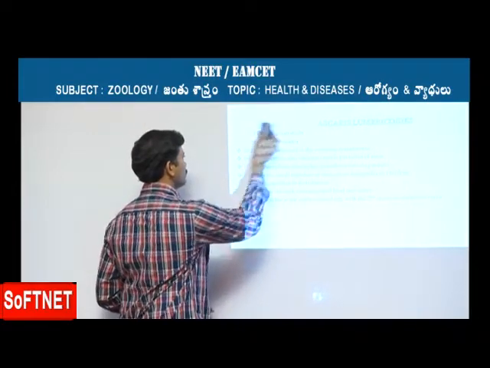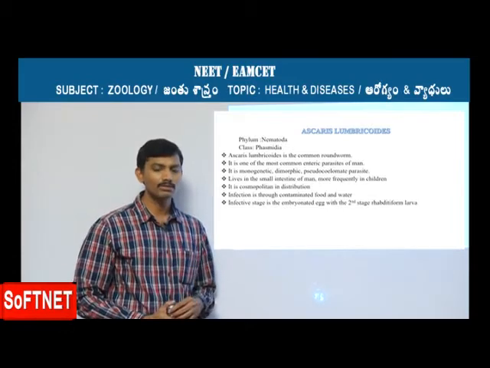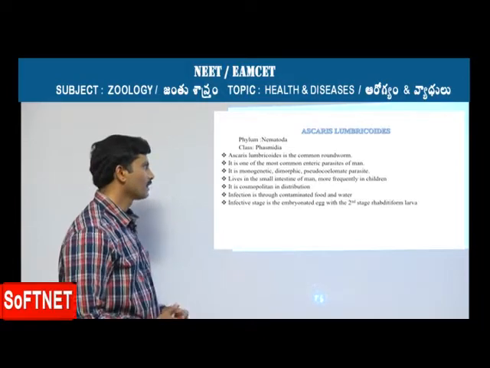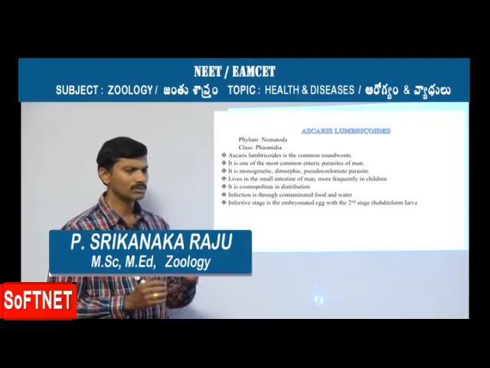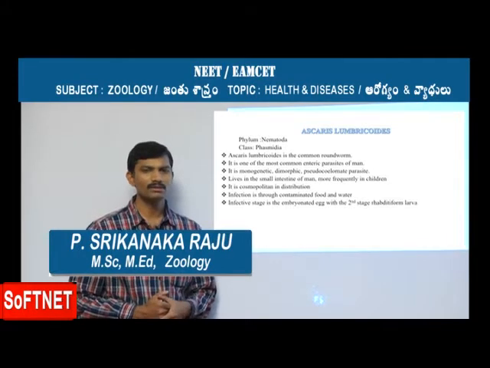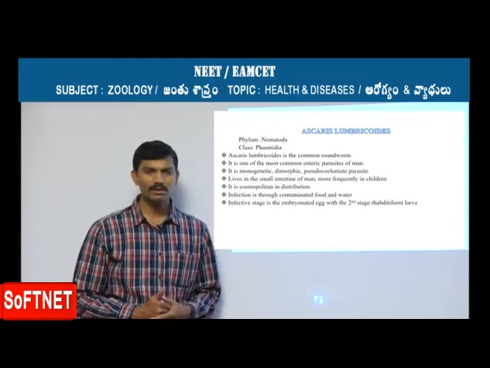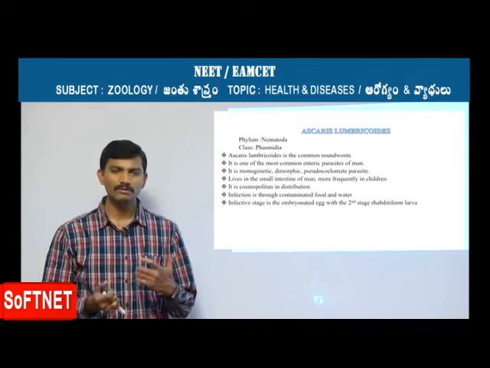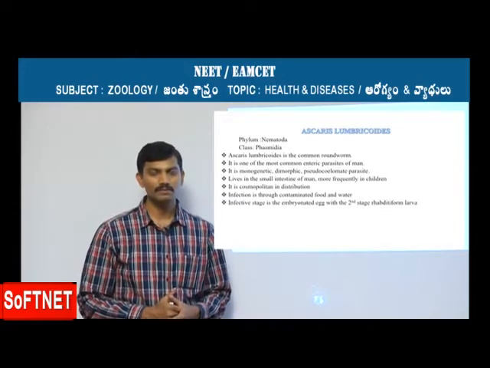Ascaris lumbricoides is one of the common parasites, commonly called the common round worm, which belongs to the phylum Nematoda and the class Phasmidia. It is one of the most common enteric parasites of man, which means it mainly resides inside the small intestine. It is a monogenetic parasite which completes its life cycle in a single host, and it is dimorphic, so we can easily differentiate the male and the female, which means it exhibits sexual dimorphism.